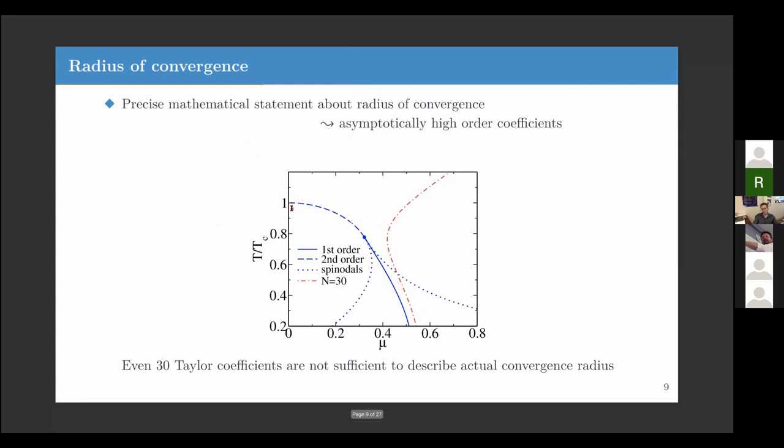Okay, which is far from this blue line. So even 30 Taylor series coefficients are not sufficient to describe the actual convergence radius in the model. I do not say that we will have the same issue in QCD, but it might suggest that we can have the same issue in QCD.